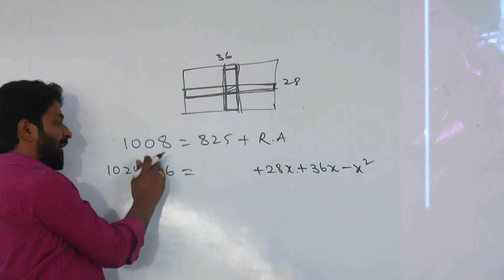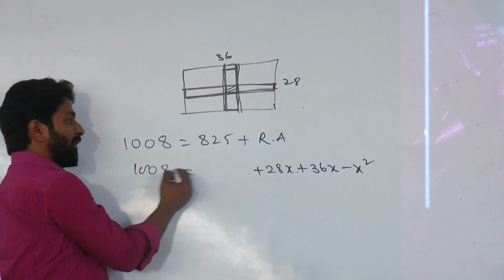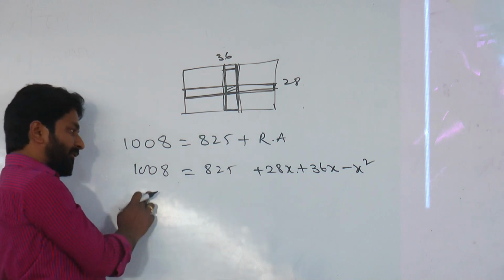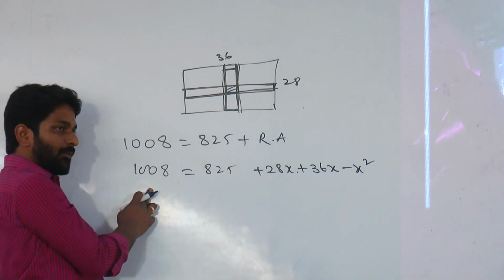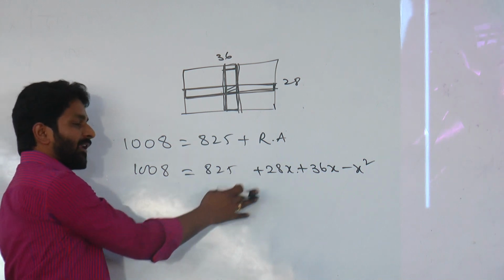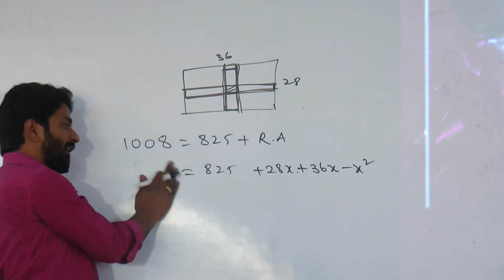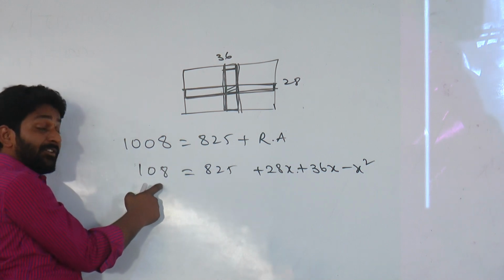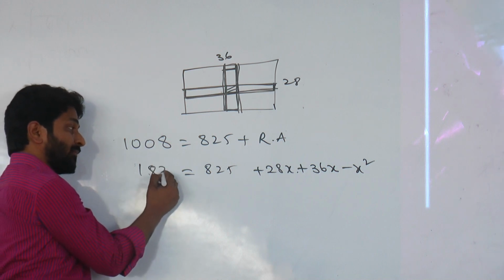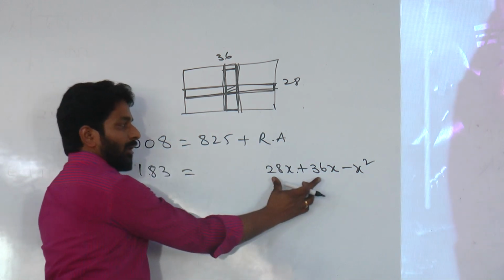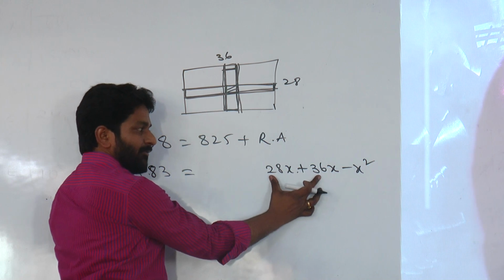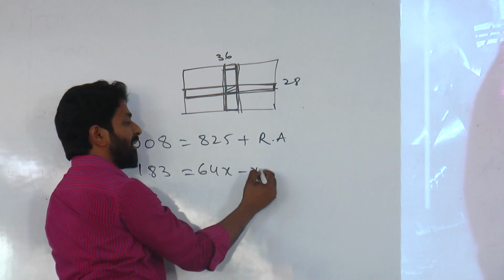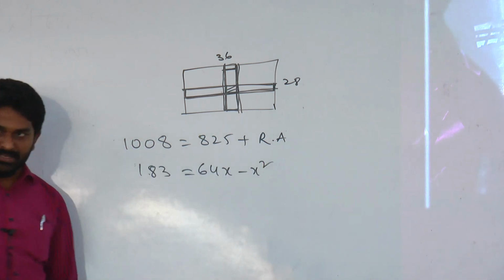And 1008 should be equal to 825 plus this much. Let me subtract 825 from this number. Tell me how much is that? Subtract 900, add 75. Subtract 900, you will have 108. Add 75 to this number, this becomes 183. And that will be equal to the sum of these two numbers, 64x minus x square. And now you need to calculate x value.